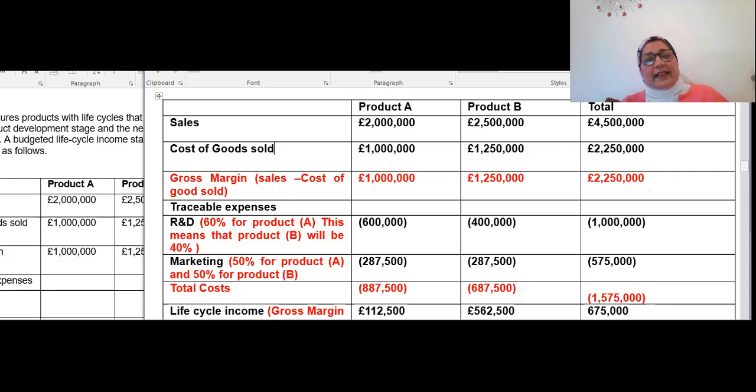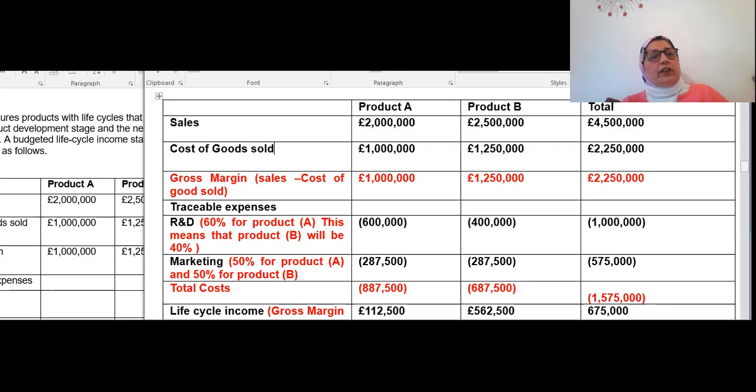Or you might say product B is more profitable because return on sales in product B is 22.5, compared with only 5.6 return on sales in product A. Okay, this is an opening comment, but of course, I'm always asking for more. This is the main comment.